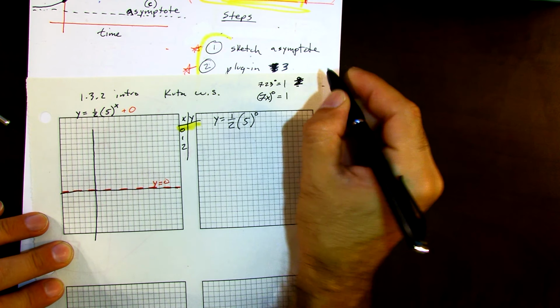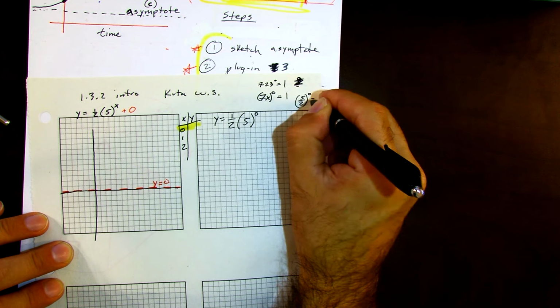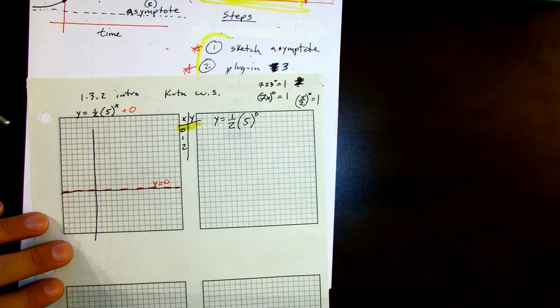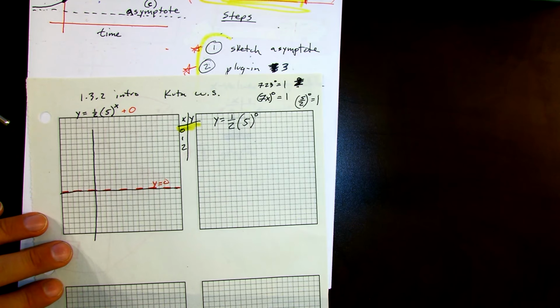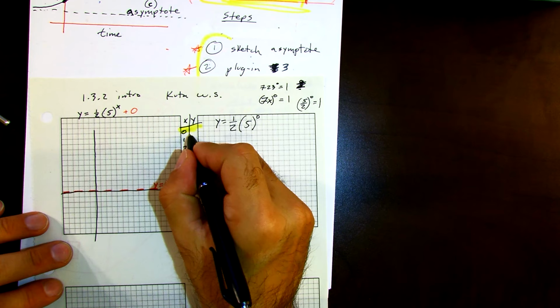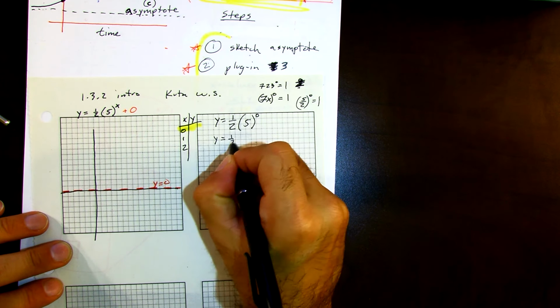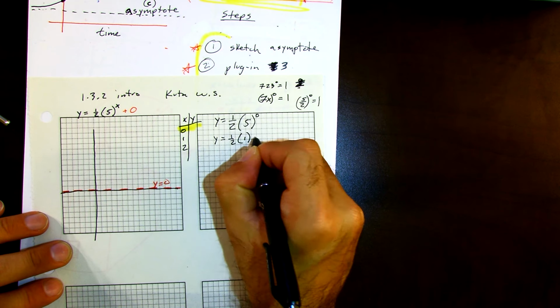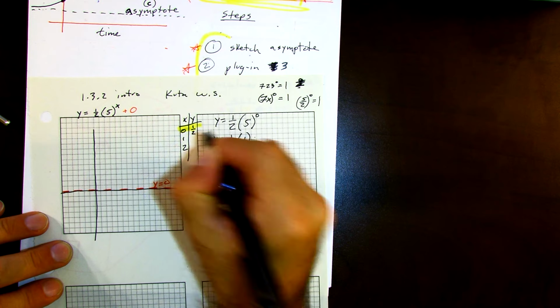Let's do it over here. 5 halves to the 0 power is 1. Everything to the 0 power is 1. When we get to our exponents unit, we'll investigate that a little further. For now, you can just remember it as a rule of thumb here. Okay, so plugging in 0 for my x, 5 to the 0 power is going to be 1. So I get 1/2 times 1, and I get 1/2. So I know that that's 1/2.